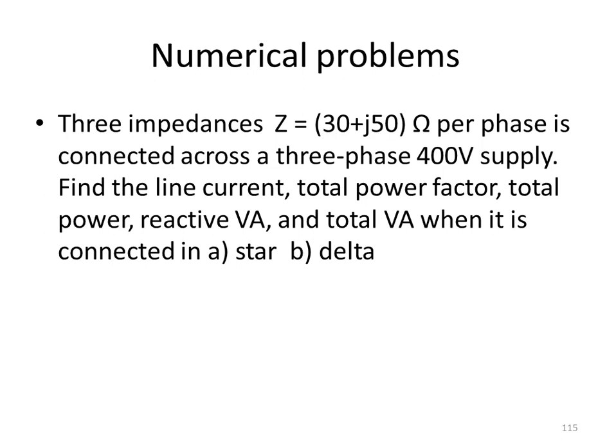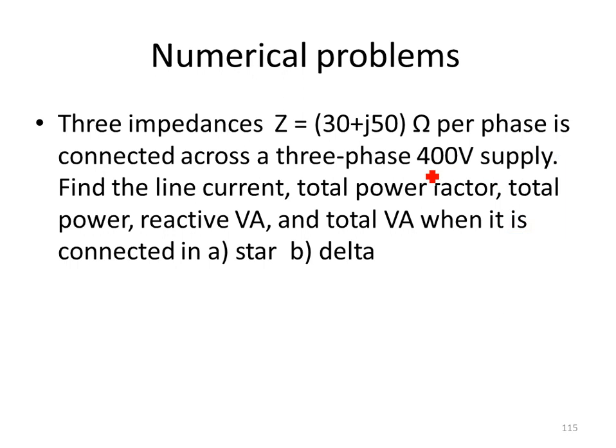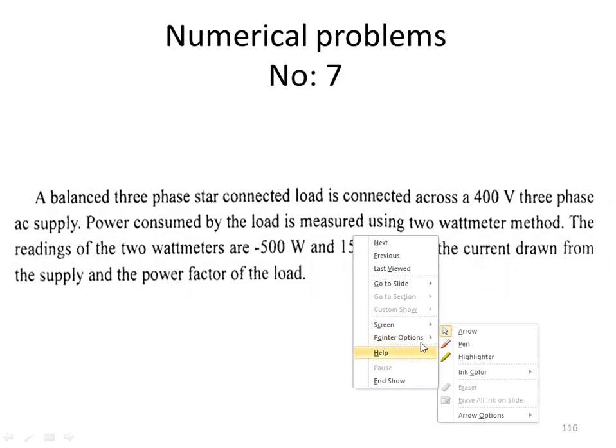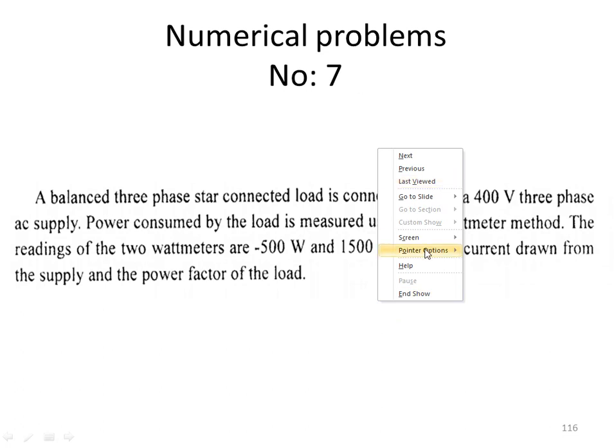This question is similar to the question which you have done earlier. The only difference is the line voltage is given as 400 volt, and the impedance changes to 30 plus j 50 ohm. So anyway, we will proceed with that question. Wait one minute. So we will deal with this question.